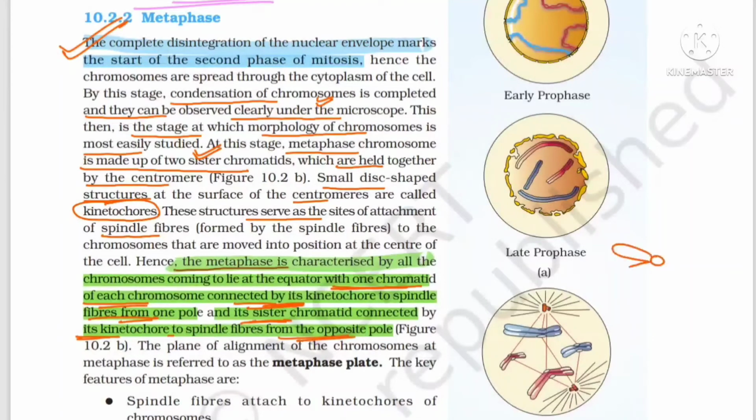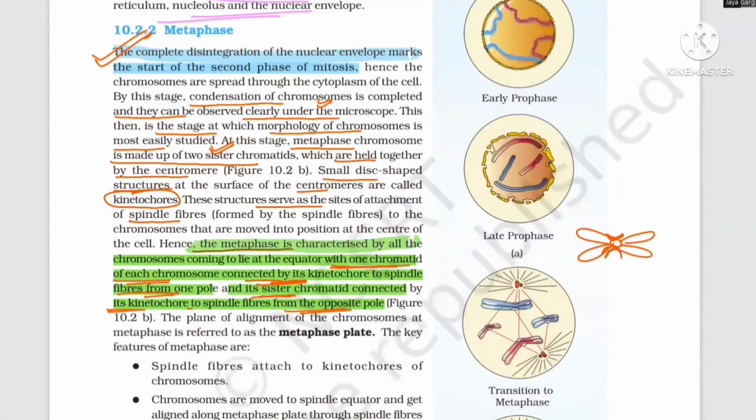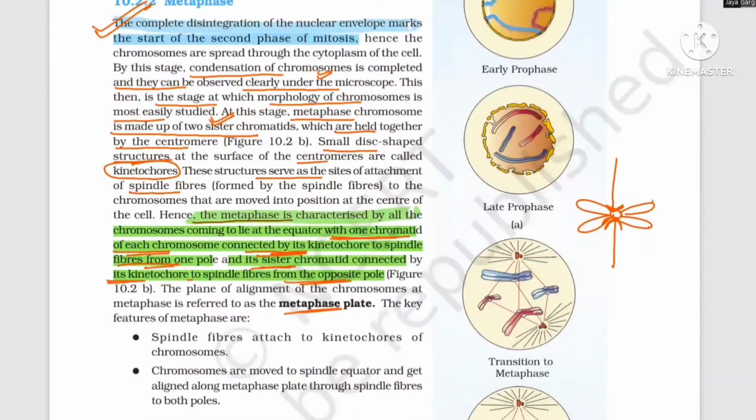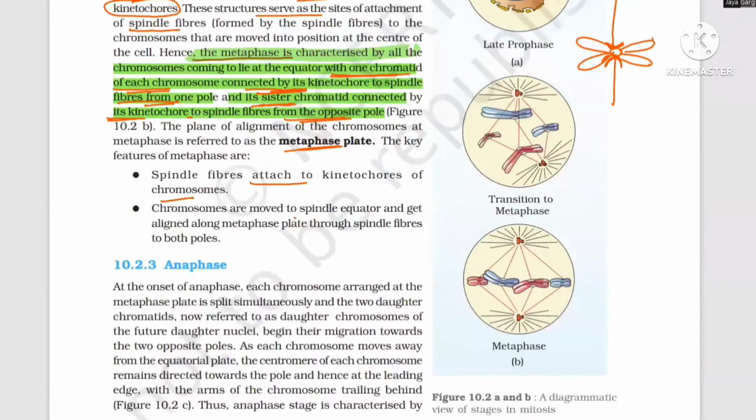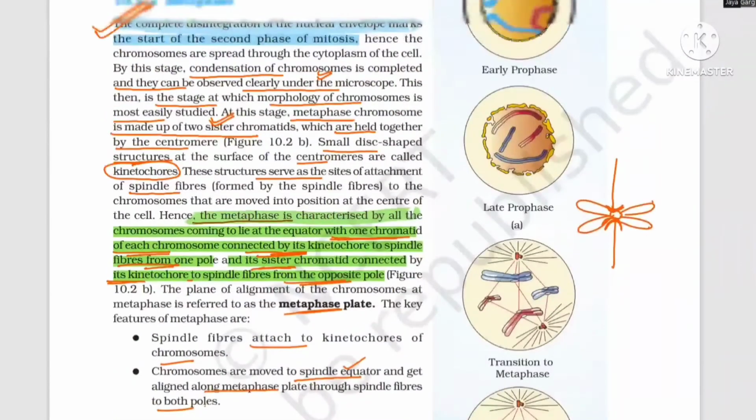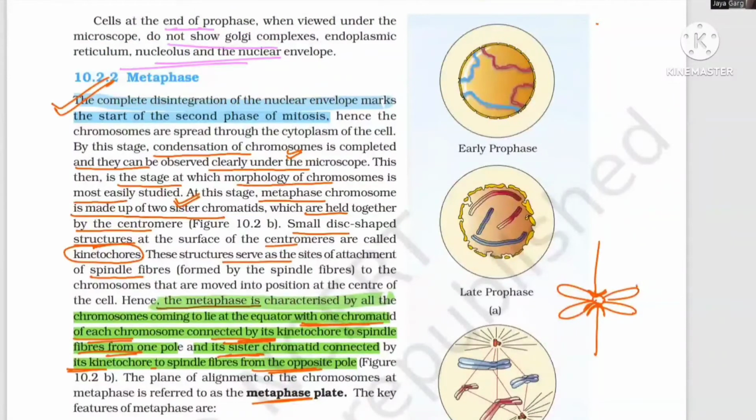So this diagram, that is why we have to explain properly, because they can frame the question from here. This is one kinetochore, second kinetochore, two sister chromatids, two kinetochores. One is attached to this pole and the other to this pole. And they are coming to the equator. We call it the metaphase plate. The spindle fibers attached to the kinetochores move the chromosomes to the equator of the spindle and they get aligned along the metaphase plate. Is it clear?